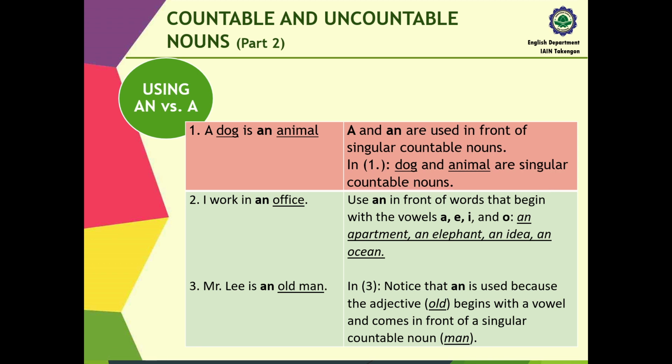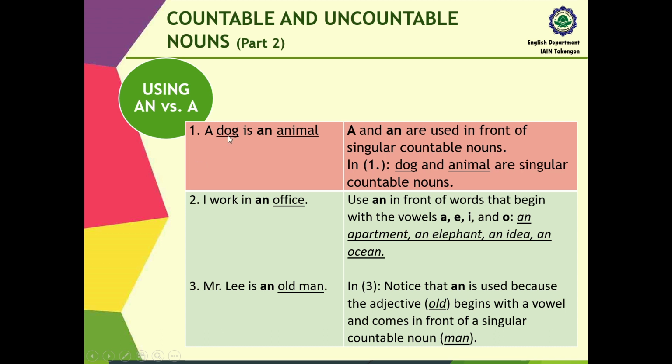Continue our material about countable and uncountable nouns. Okay, this is part 2. Today we are going to learn about using "an" versus "a". Okay, so let's see here some examples of the use of these two articles.